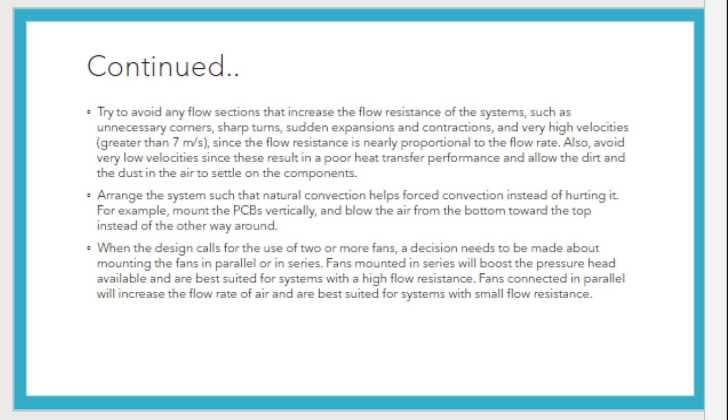Arrange the system such that natural convection helps forced convection instead of hurting it. For example, mount the PCBs vertically and blow the air from the bottom towards the top instead of the other way around. When the design calls for the use of two or more fans, a decision needs to be made about mounting the fans in parallel or in series.